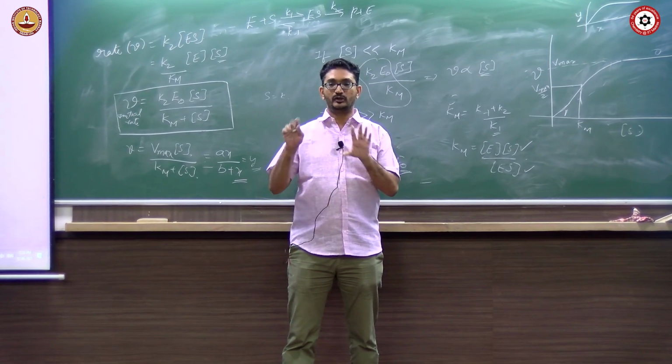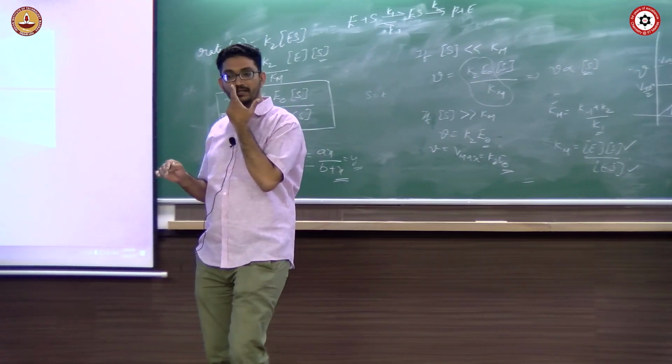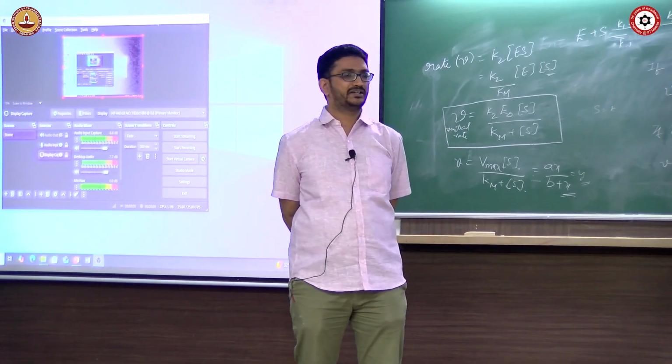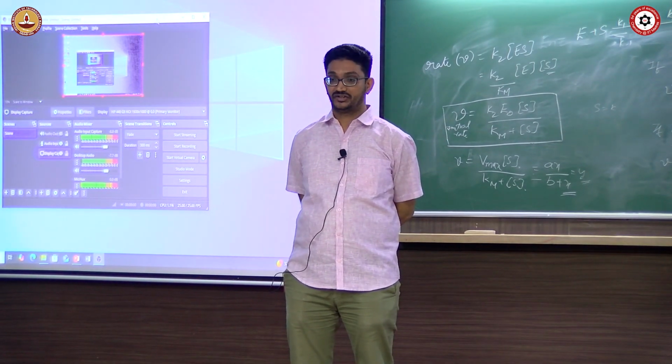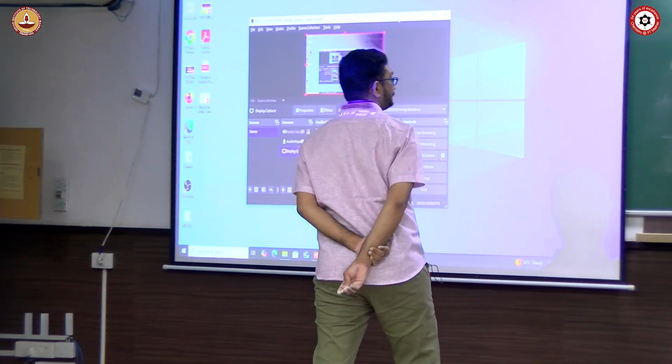So if you want to compare two enzymatic reactions, a reaction with a lower Km is always better than one with a higher Km. And you will be surprised to know that the Km for most enzymatic reactions is in the micromolar range. Okay, for most reactions, Km will be in the micromolar range.